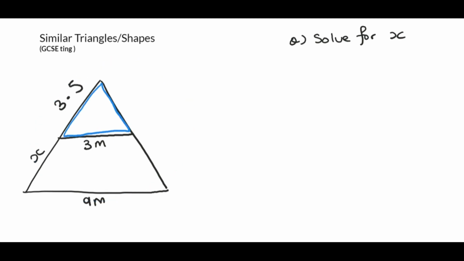So that's the small triangle, yeah? And the big triangle is the whole thing, you get me? The big triangle is the whole thing, and the small triangle is this one, okay? Now, listen. This is what you do. You're going to take the small triangle out.